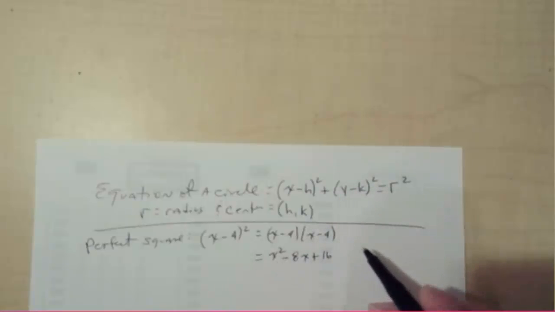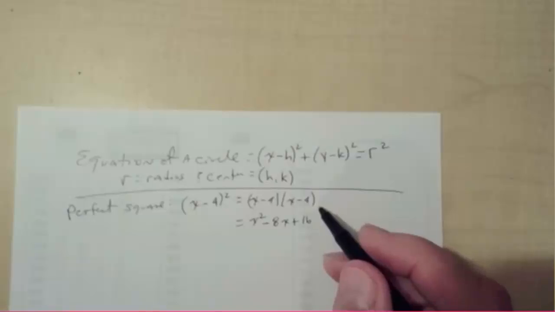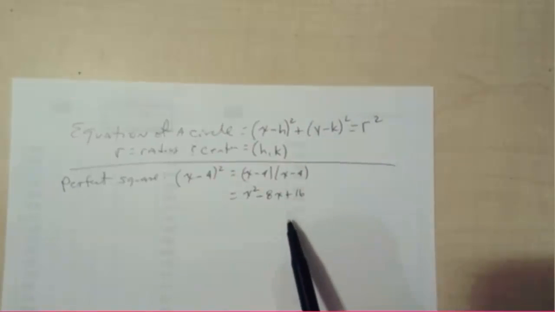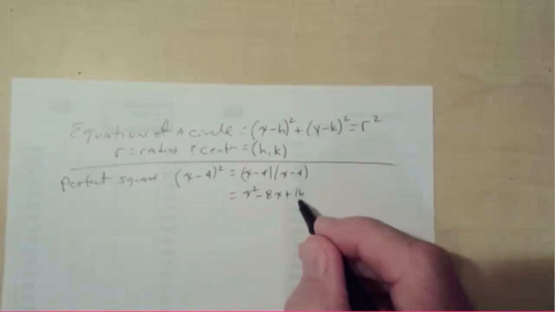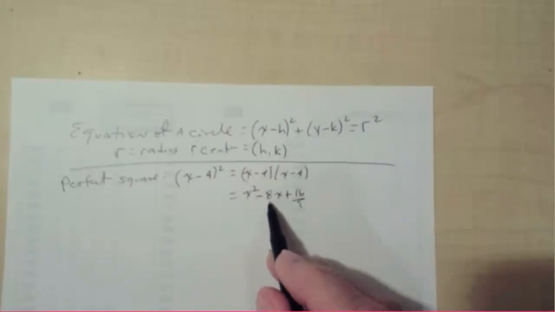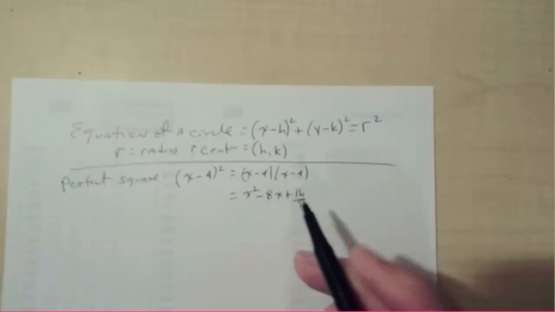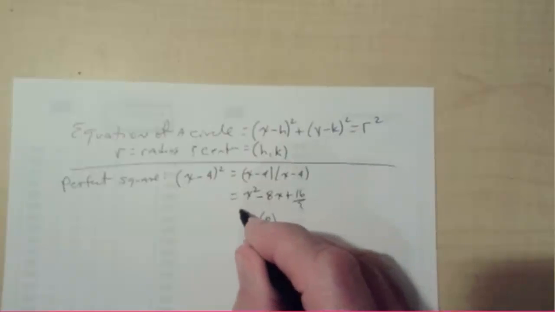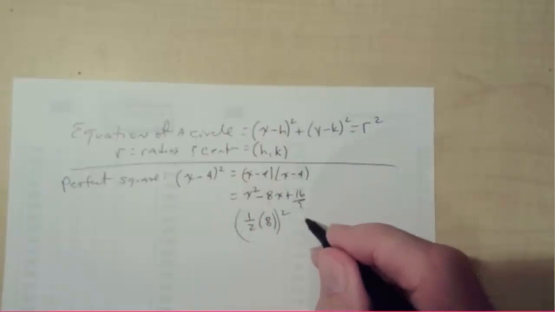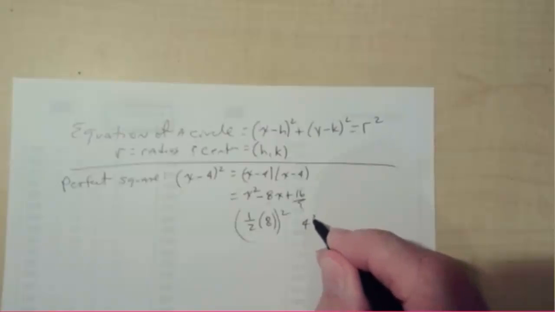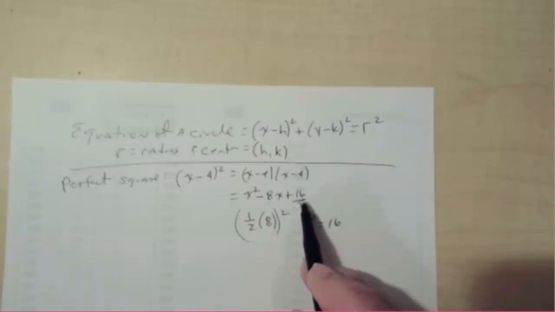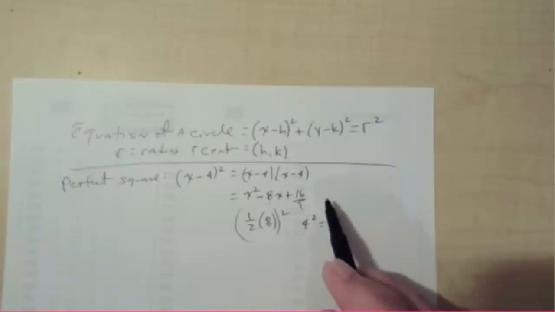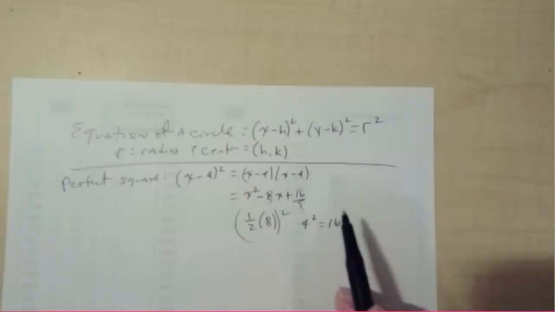Now, the one thing you want to take from this is, how do we get 16? It's half of the linear term. Remember, this is called the linear term. We take half of 8, and square it. Half of 8 is 4. 4 squared is 16. That's how we get this. Take half of the linear term and square it.